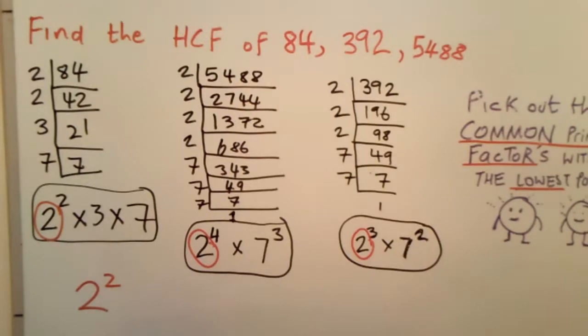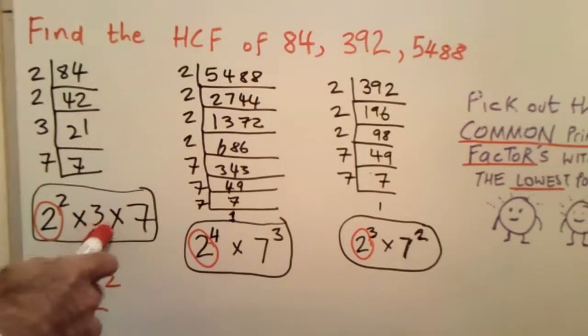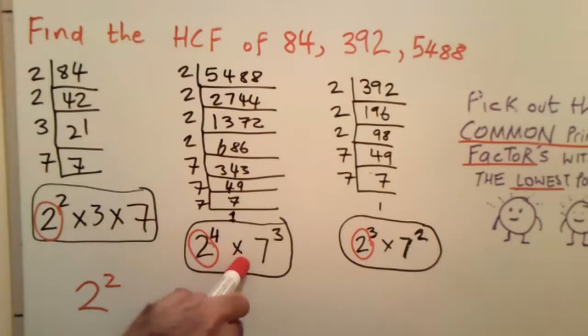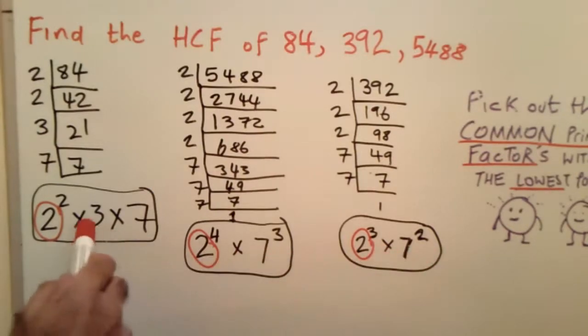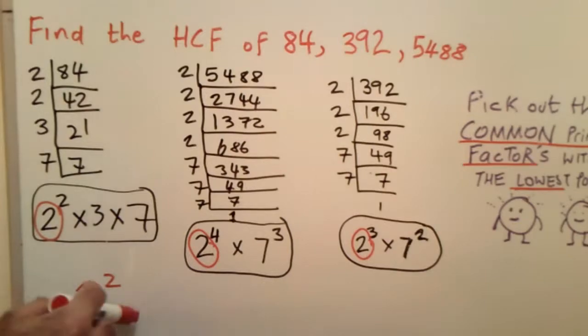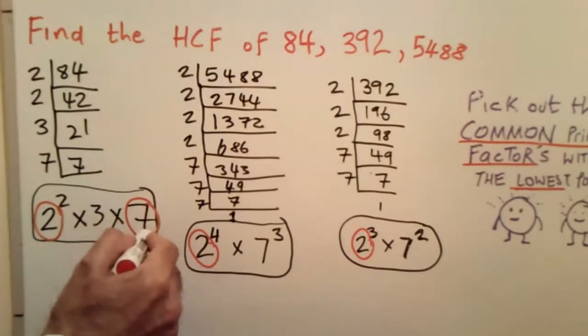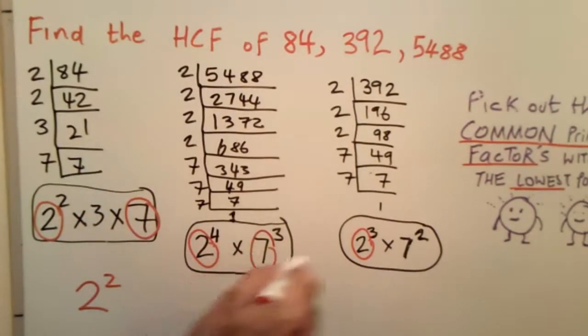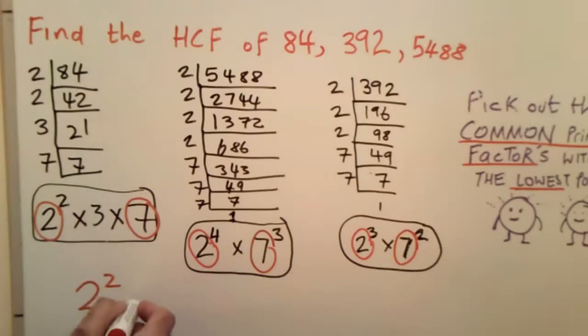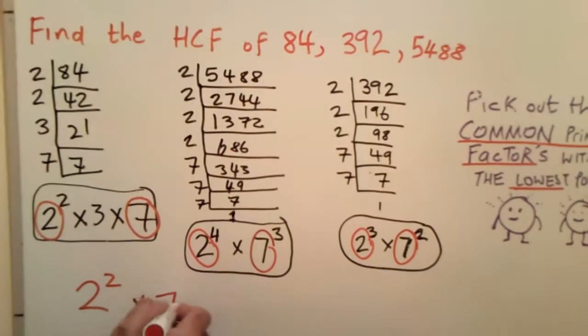What other number is common? Let's see 3. Is 3 a common prime factor in our results here? We've got a 3 here, but there's no 3 here, and there's no 3 here. So we can't use 3 to find the highest common factor. So we leave 3. What about 7? Let's have a look. Yeah, we've got a 7 here, and a 7 here, and a 7 here. So yeah, definitely we can use 7, so we write down multiplied by 7.